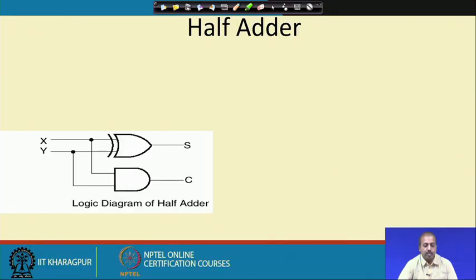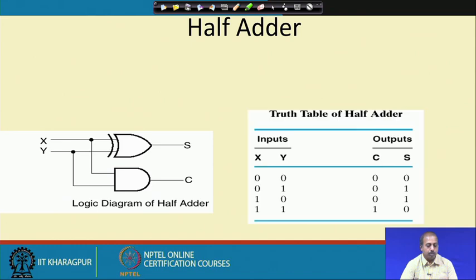The half adder is something like this. This is the logic diagram of the half adder, and the truth table is like this. As I have said, it has inputs x and y and two outputs, sum and carry. If 0 and 0 are added, sum is 0 and carry is also 0. If it is 0 and 1, sum is 1 and carry is 0. For 1 and 0, sum is 1, carry is 0. For 1 and 1, sum is 0 and carry is 1.